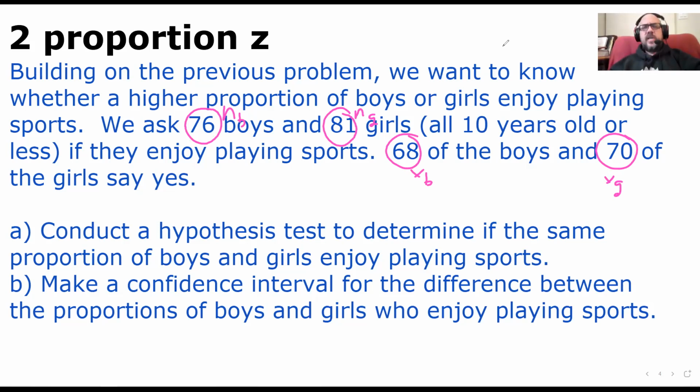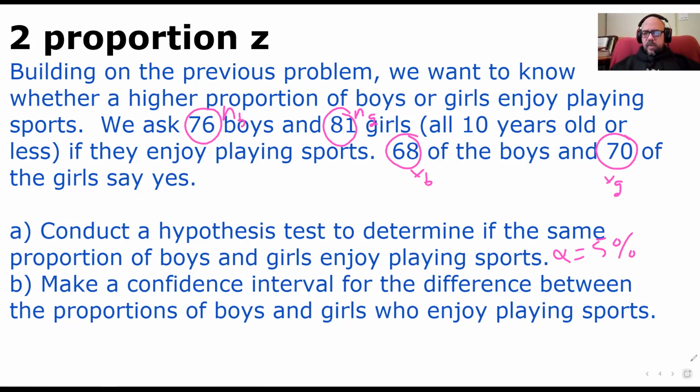And we're going to do a hypothesis test. So we have to figure out, well, number one, what's alpha? I didn't specify, so it's 5%, right? No alpha specified means alpha equals 5%. And then make a confidence interval. We'll do that in a little bit. So I'm going to do a 2 proportion Z hypothesis test.